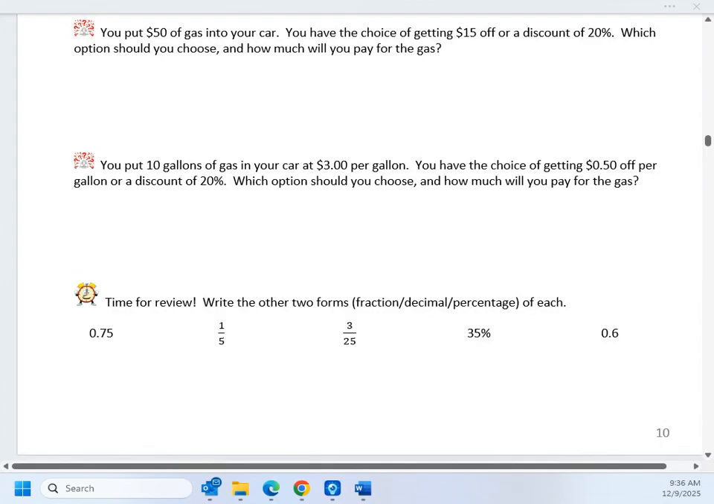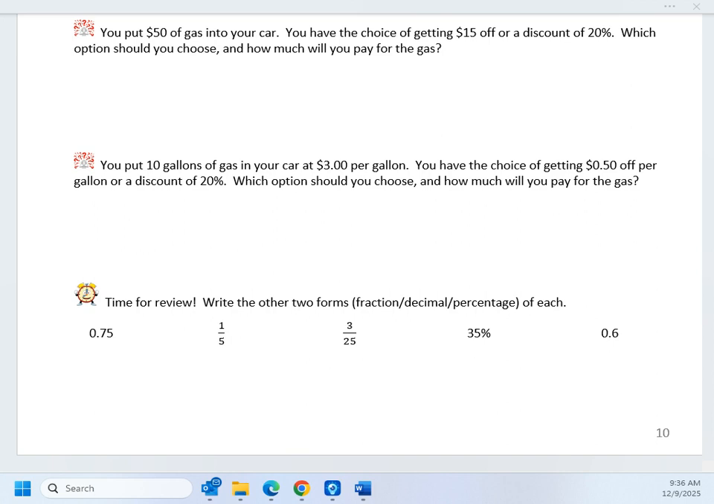Make sure you're answering the final question. We look at here, it says you put $50 of gas into your car. You have a choice of getting $15 off or a discount of 20%. Which option should you choose and how much will you pay for gas? So you need to figure out both options. $50, do you want $15 off or do you want the 20% discount? So find out the price that you would pay for both of them, decide which one's cheaper, and what your actual price is. So make sure you're answering the question being asked. It's not asking what is 20% discount of $50. Okay, there's more to that question.